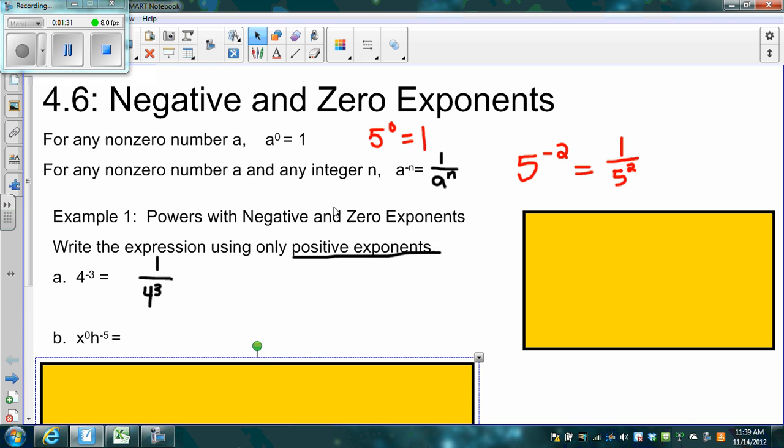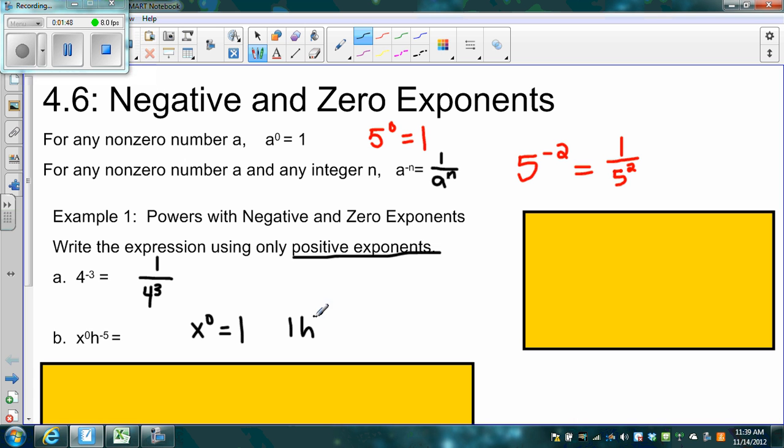Another example, what if we had some variables thrown in there? So x to the 0 is equal to 1. It loses the x because any number to the 0 equals 1. So we have 1 times h to the negative fifth. Well, if we needed this to be positive, we can bring it to the bottom of a fraction. So we could rewrite this as 1 times h to the fifth. Now you need to bring the variable with it. You can't leave the variable on top because the variable is the base. So the base needs to move with the exponent. So we could rewrite it as 1 over h to the fifth.